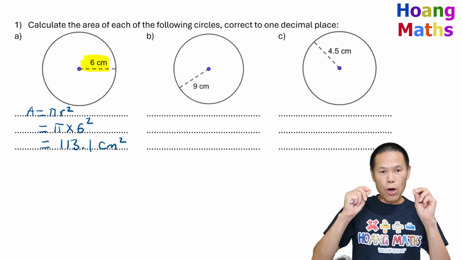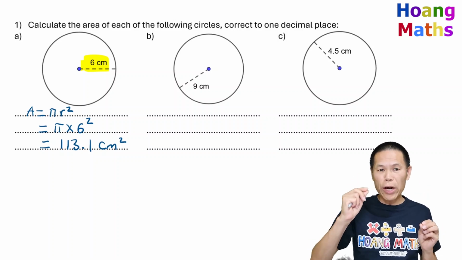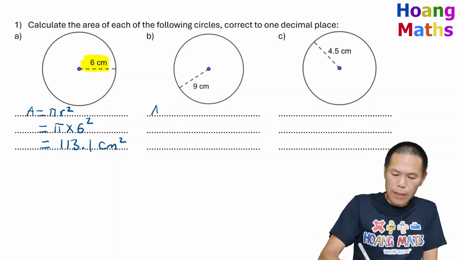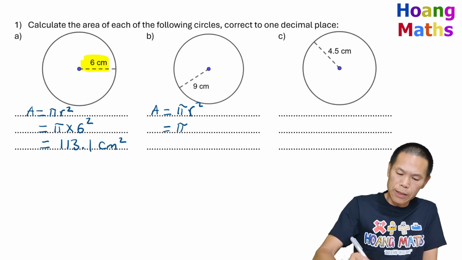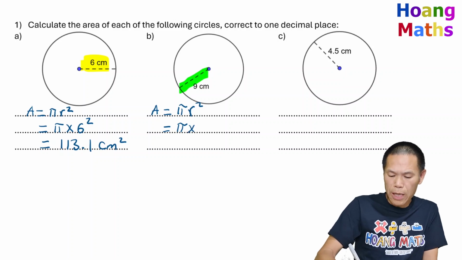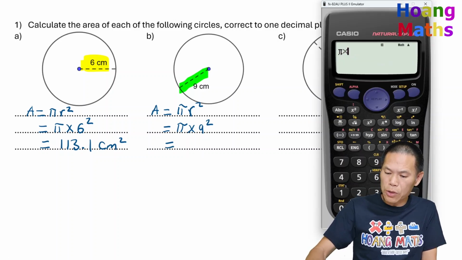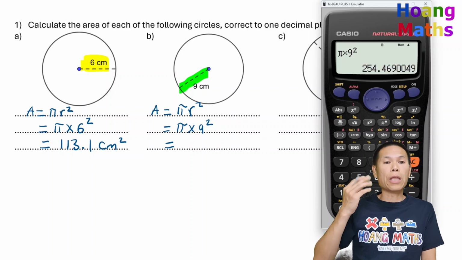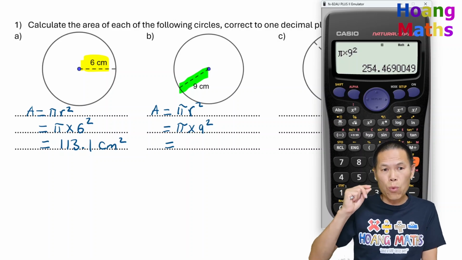So part B. We know that area of a circle is pi r square, pi times the radius square. So A is equal to pi r square. That is pi times r, the radius here is 9 centimeters. So we times 9 square. I just go shift pi times 9 square. So there you go, 254.469 and so on, correct to one decimal place.